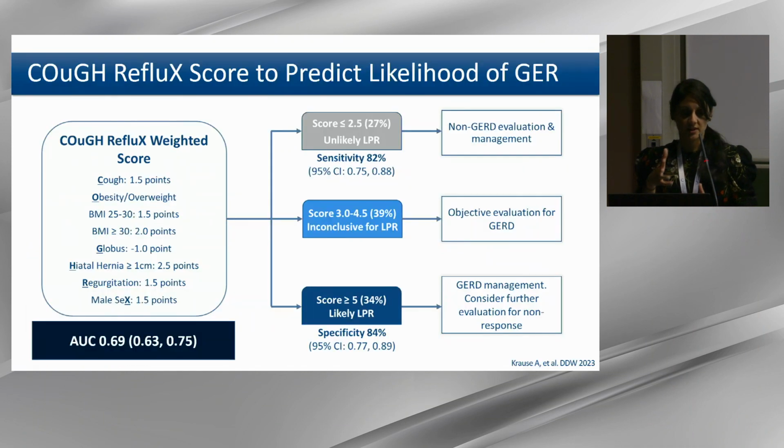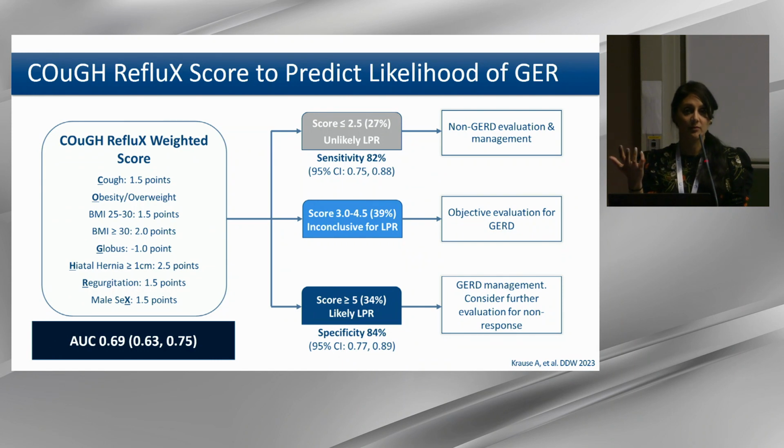And so this was presented at DDW, is the cough reflux score. And here, patients get points if they have cough, if they're obese or overweight, if they have a hiatal hernia, regurgitation, and male sex. And on the other hand, if they have globus, that's actually a negative predictor. And what we found is if the patients that had a very low score were very unlikely to have LPR, and we suspect they don't need to get further testing, and they don't need GERD treatment. They can probably bypass that.